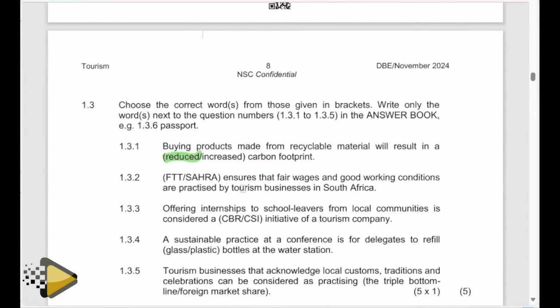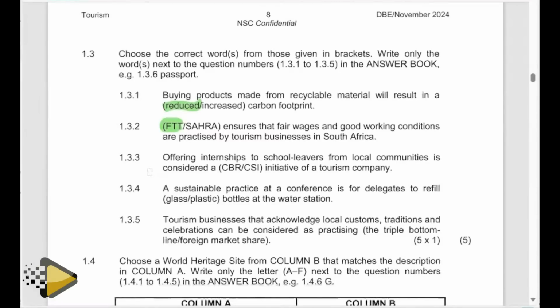Then the organization which ensures that fair wages and good working conditions are practiced by tourism businesses in South Africa is known as the Fair Trade Tourism. That is FTT, Fair Trade Tourism. 1.3.3, offering internships to school leavers from local communities is considered to be part of a CSI initiative of a tourism company. It is part of a corporate social investment initiative of a tourism company.